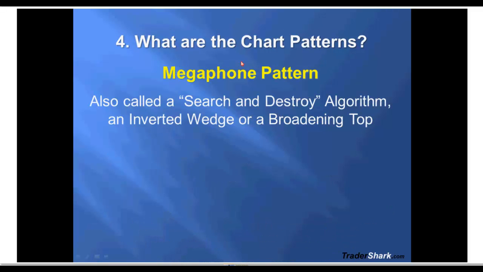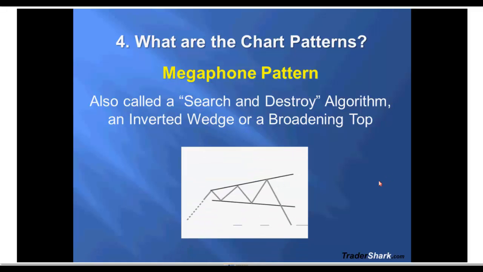Inside the Shark Den, the megaphone pattern, I want to explain this, also called a search and destroy algorithm, inverted wedge or broadening top. So if you want to Google this and check this out, this is what I've been seeing happen with these auto algorithms and Autobots. They're wiping out the highs and wiping out the lows and making it very difficult to trade. There's the frowning face again.